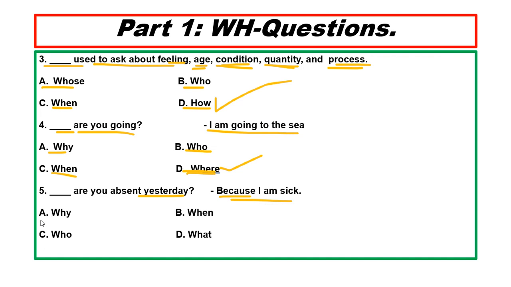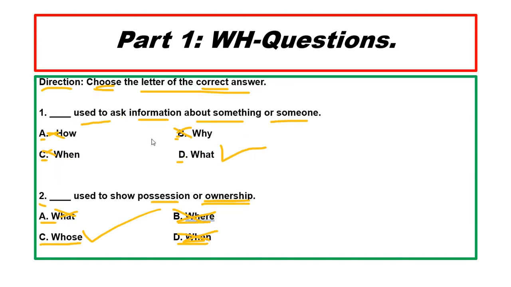So letter A, why? Letter B, when. So if we say when, that is asking about the time, and again, date. Letter C, who. So asking about the person or who makes the action. Letter D, what. So what is used to ask information about something or someone.